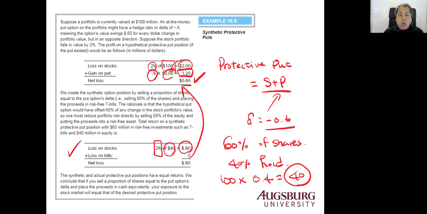If we know the delta of the put option, then we can create the synthetic protective put without the put option. The benefit is, first, we do not have to find the exact put option we need, because that's very hard. Second, we don't have to pay the put premium, right? Without paying a premium, we can create this option. So once we have the delta of the put option, we can create the synthetic protective put without holding a put option, which is beneficial. So that's one usage of the delta of the put option.